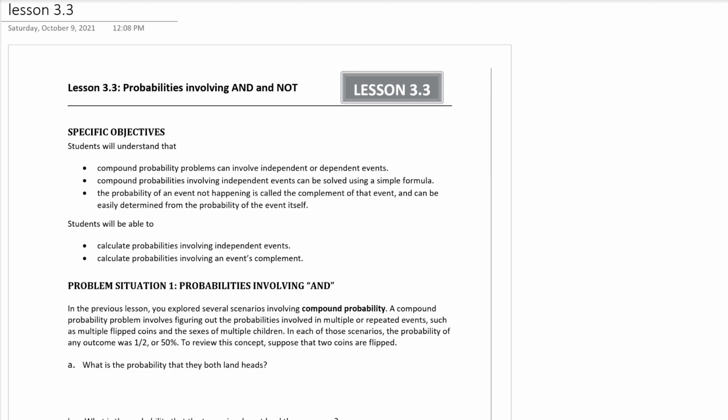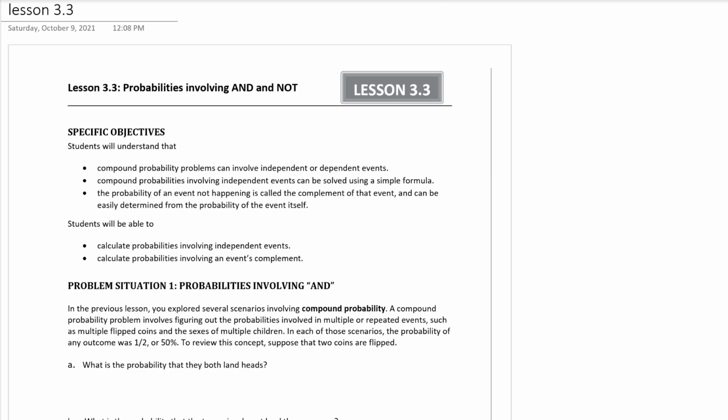So in this lesson, students will understand that compound probability problems can involve independent or dependent events. Compound probabilities involving independent events can be solved using a simple formula. The probability of an event not happening is called the complement of that event and can be easily determined from the probability of the event itself. Students will be able to calculate probabilities involving independent events and calculate probabilities involving an event complement.